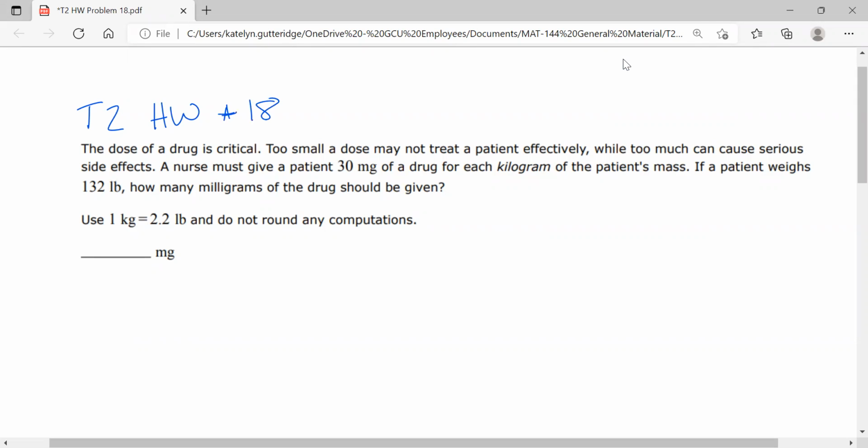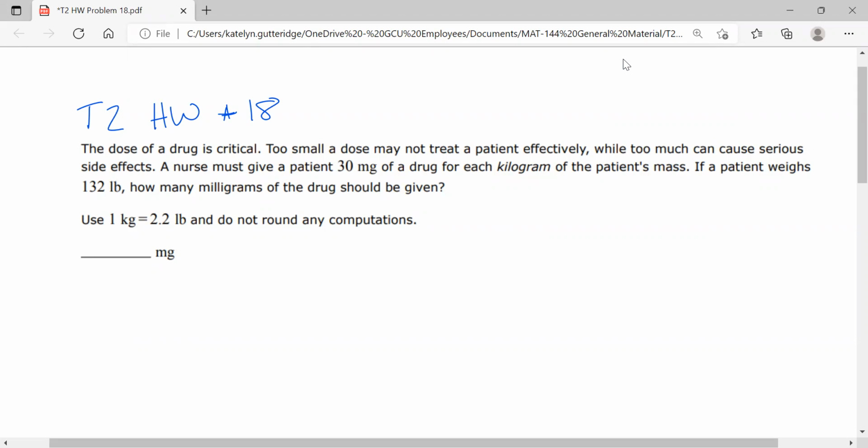All right, so in this problem, you are going to be given a piece of information and a rate. So you'll have actually two pieces of information. One will be a fixed value, one will be a rate. The goal is to get both of your pieces of information in similar units and then put them together to get to your final answer.